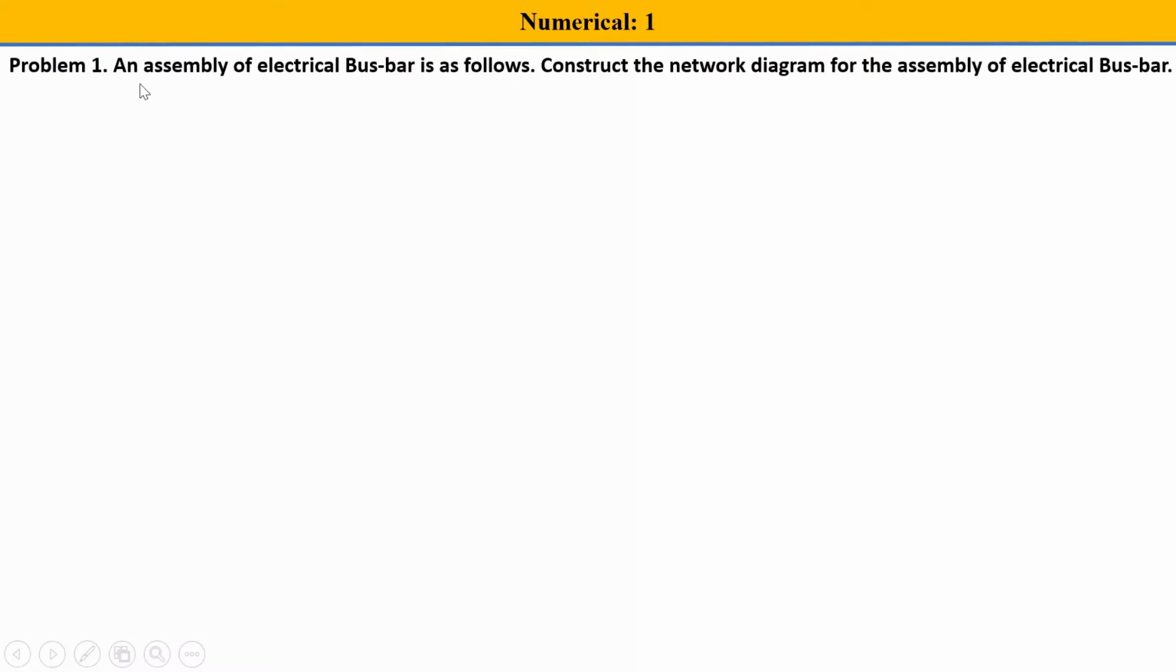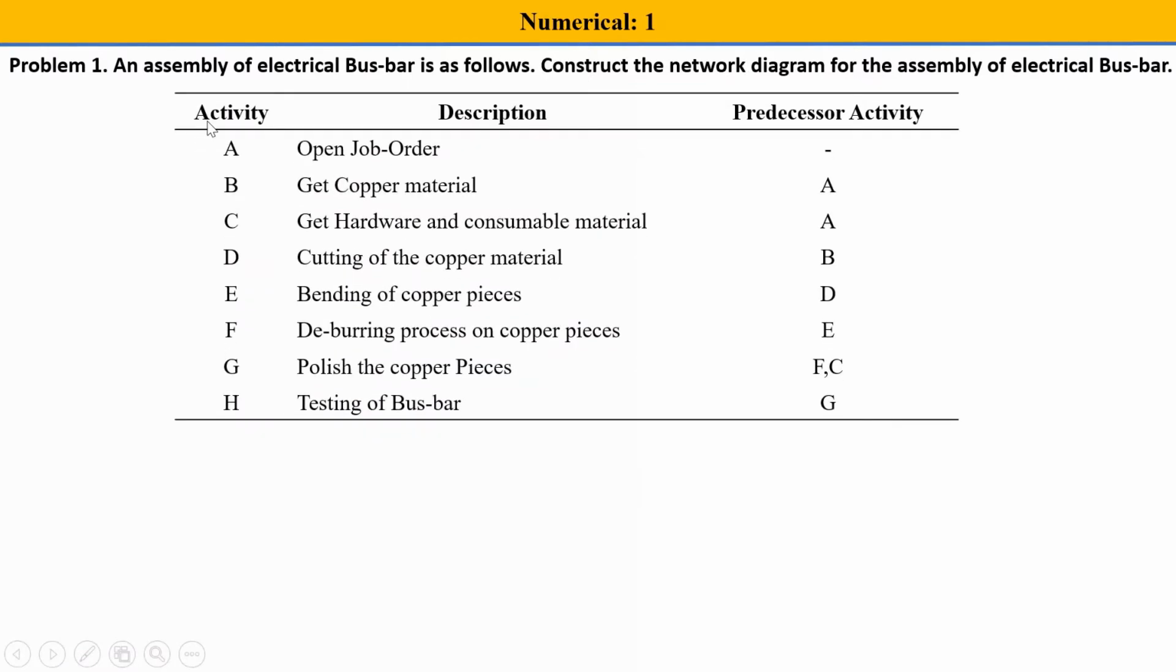So over here problem 1 is saying that an assembly of an electrical bus bar is as follows. Construct the network diagram for the assembly of electrical bus bar. So over here we have to construct a network diagram for the assembly of electrical bus bar. A table has been given to us where activities A, B, C, D, E, F, G, H have been given, with the descriptions of the activities.